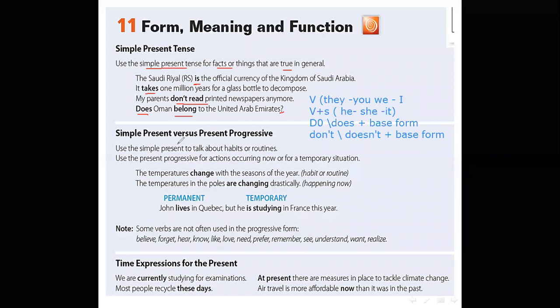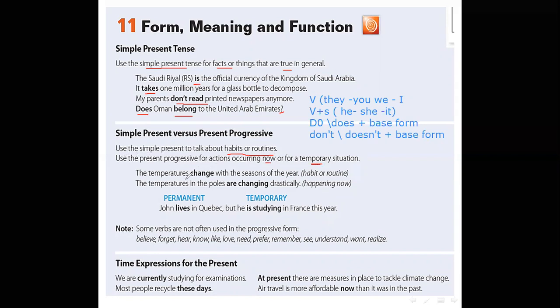Simple present versus present progressive. We use the simple present to talk about habits or routines or facts, sure. But we use the present progressive for action occurring now or for temporary situations, okay?